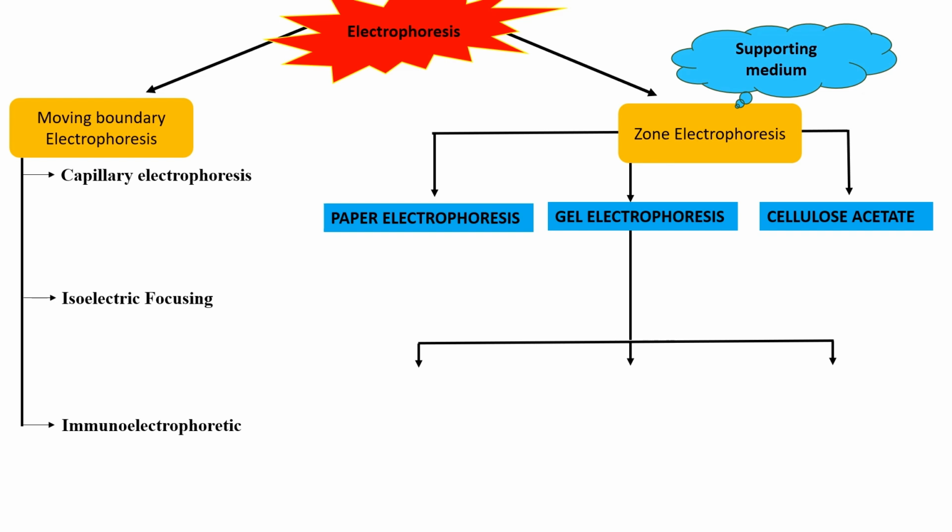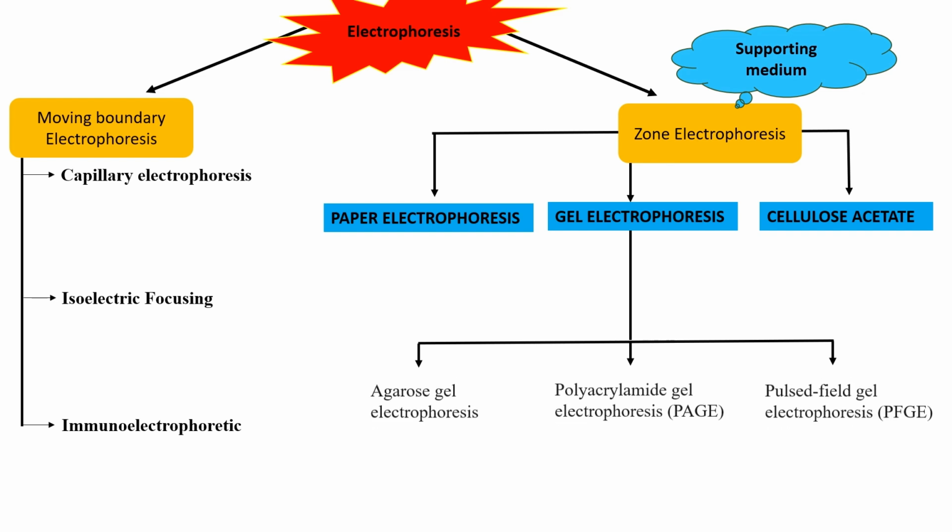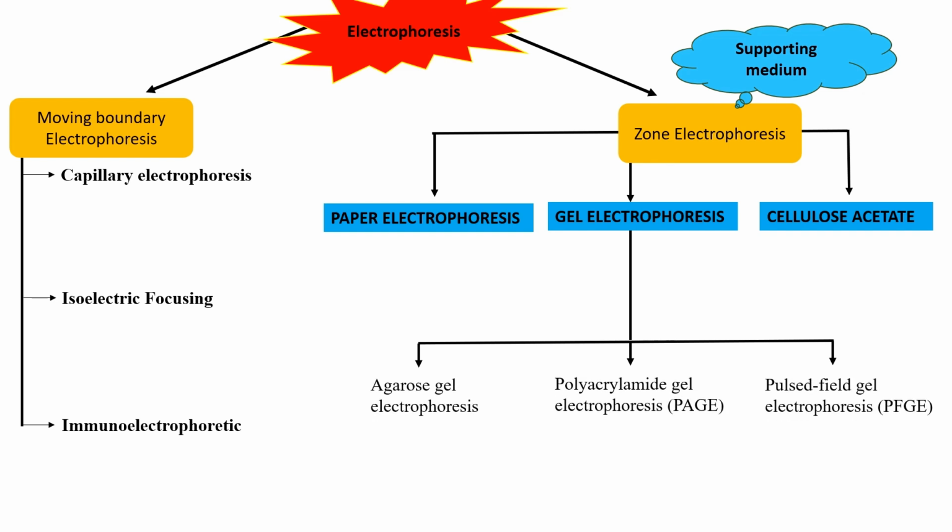In gel electrophoresis we have three subtypes: agarose gel electrophoresis, polyacrylamide gel electrophoresis, and pulsed field gel electrophoresis. Shortly we call polyacrylamide gel electrophoresis PAGE and pulsed field gel electrophoresis PFGE. So these are the very important types of electrophoretic techniques currently used nowadays. Let's look at the descriptions of all of them.